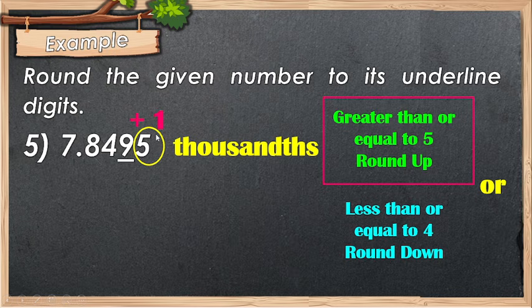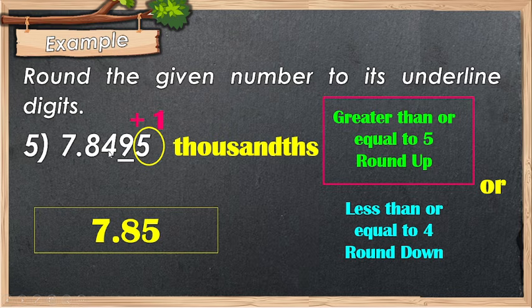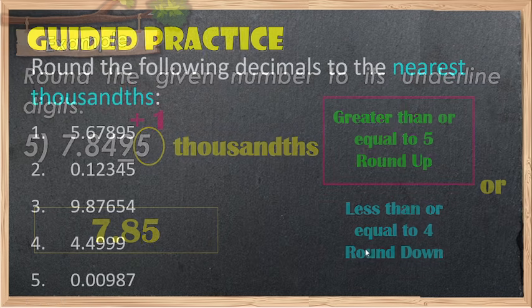Therefore, 9 becomes 10. Since we have 10, you need to plus 1 to the next place value, 4. So, 4 becomes 5. Then copy 8, and then the whole number 7. So, we have 7 and 85 hundredths.